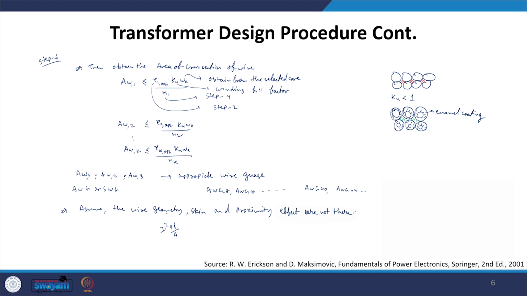Similarly, we have not considered any wire geometry. What I mean by that is, we do not consider how the wires are laid down, particularly in case of Litz wire, we do not know that. So that part also is not being considered, or we have assumed that they are not there, and that has simplified our transformer design procedure.